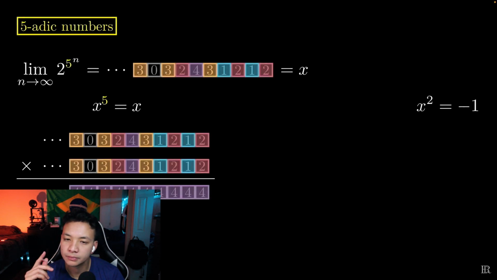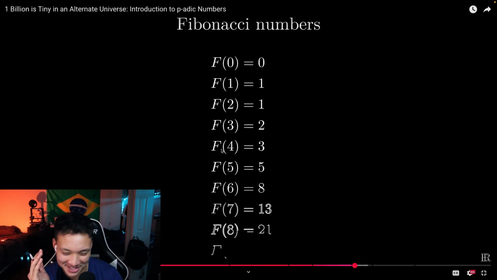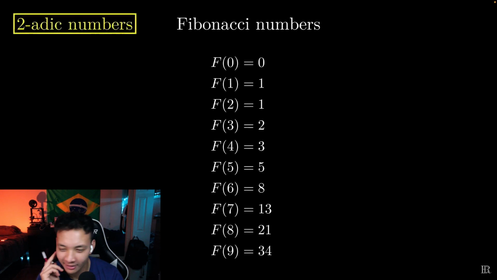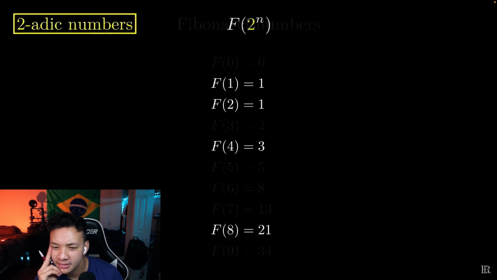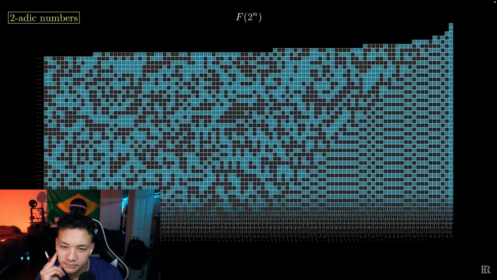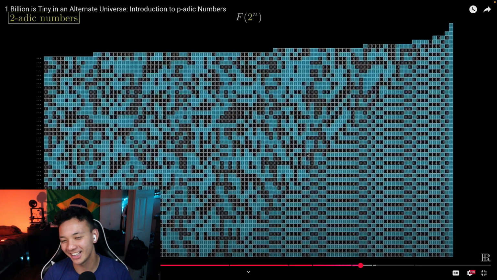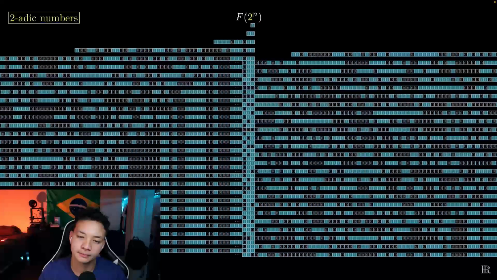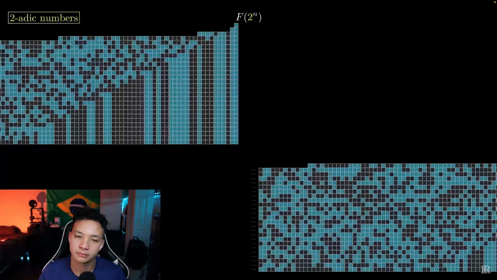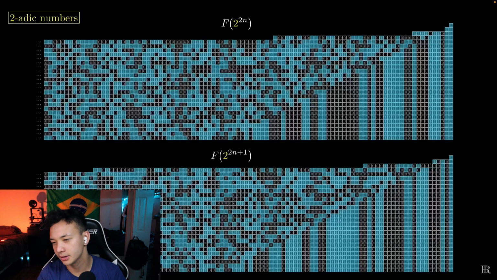Let's mix things up by looking at a different type of sequence, the sequence of Fibonacci numbers. Let's take p to be 2, and look at the 2 to the nth Fibonacci numbers. But if we take every other row, we do get convergence. That's cool. It's not at all obvious.